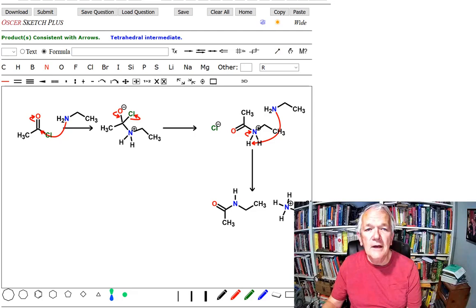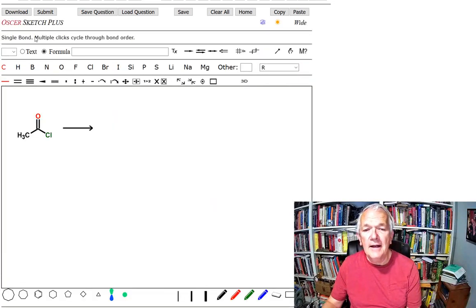We have 1 more of these to do. I want to go through the synthesis of an anhydride. Now the anhydride is the reaction between the acid chloride and a carboxylic acid. So let's draw out a carboxylic acid. And I don't want to do acetic acid because it would be the same. So let's do something else.